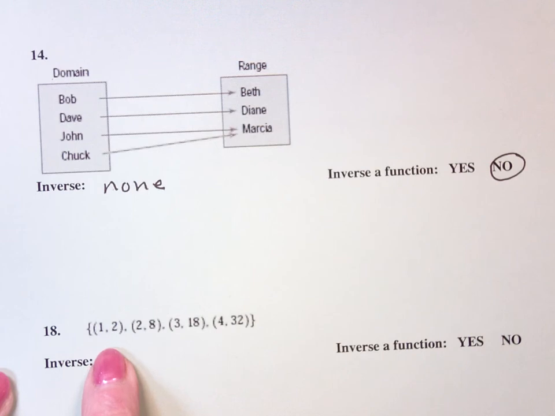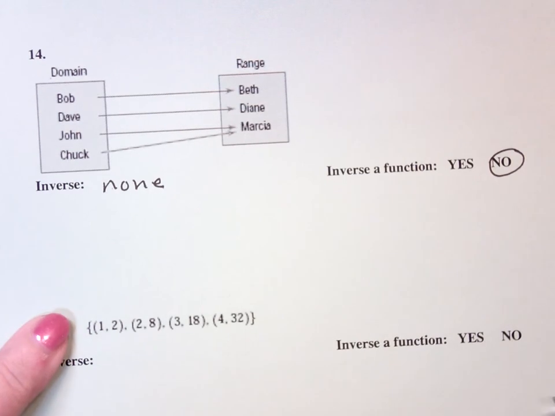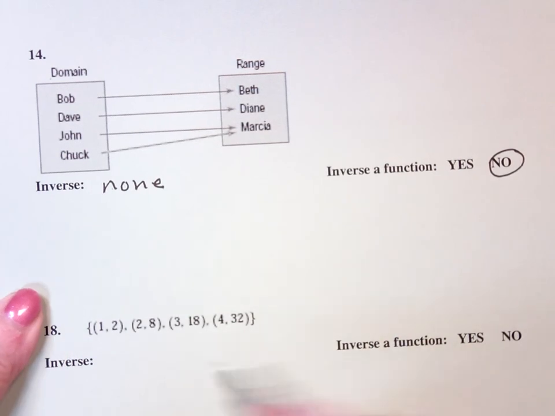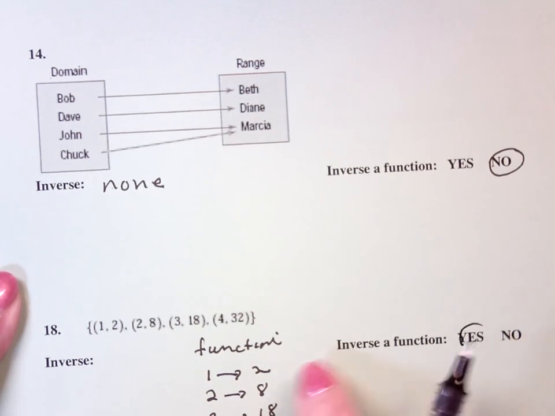Now, here, is this a function? I don't know. So the easiest thing for me to do is just draw a picture, because I can't look at this and necessarily see. I know that if I look at the function, 1 goes to 2, 2 goes to 8, 3 goes to 18, 4 goes to 32. So there's my function, so is the inverse also a function? No. Well, why isn't it?